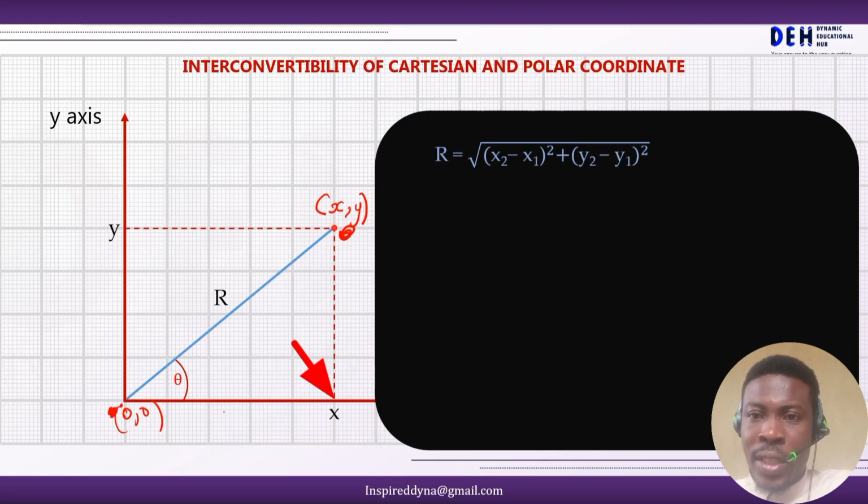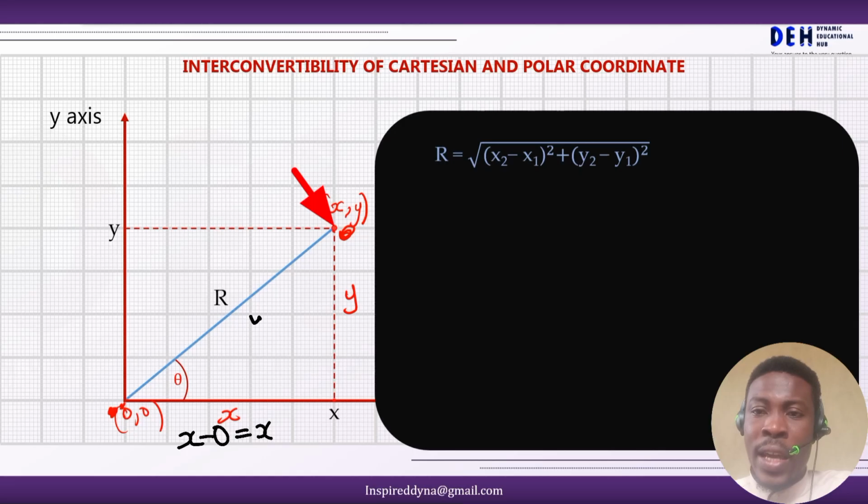X minus 0, which is x. Here to here is x. Then here to here will be y. That is, this one is x2 minus x1, and x1 is 0, so that is why you have x here. The same thing is applicable to this guy. This point here is 0 on y minus this point here, which is y. So you now have y, this distance.